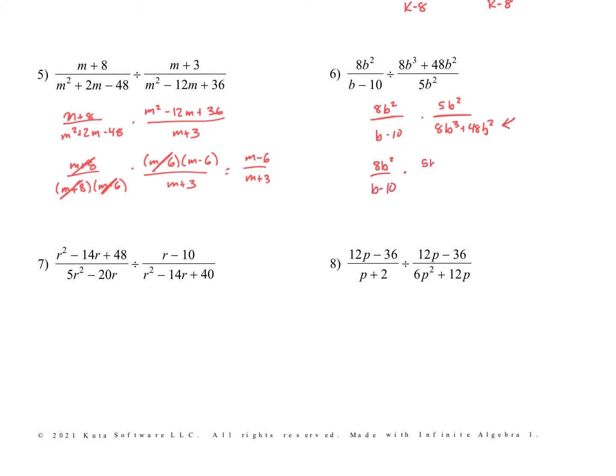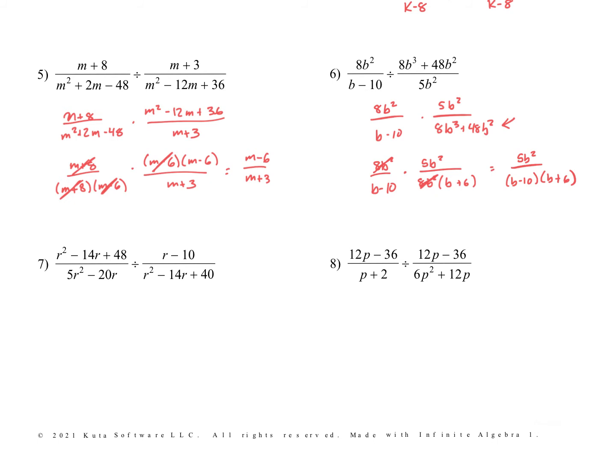Don't forget about your GCFs. So I can pull an 8b squared out, which means I'm left with a b plus 6 on the inside. 8b squared and 8b squared will simplify, and that's it. So now I have 5b squared over b minus 10, b plus 6 as my final answer.